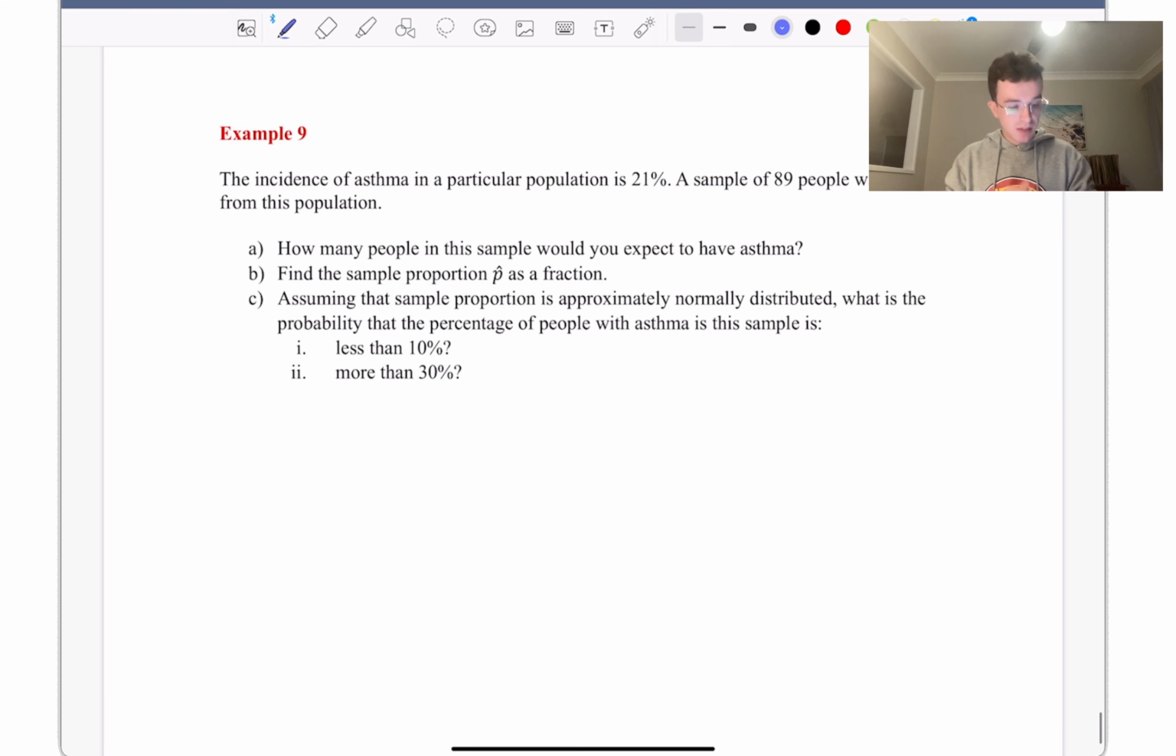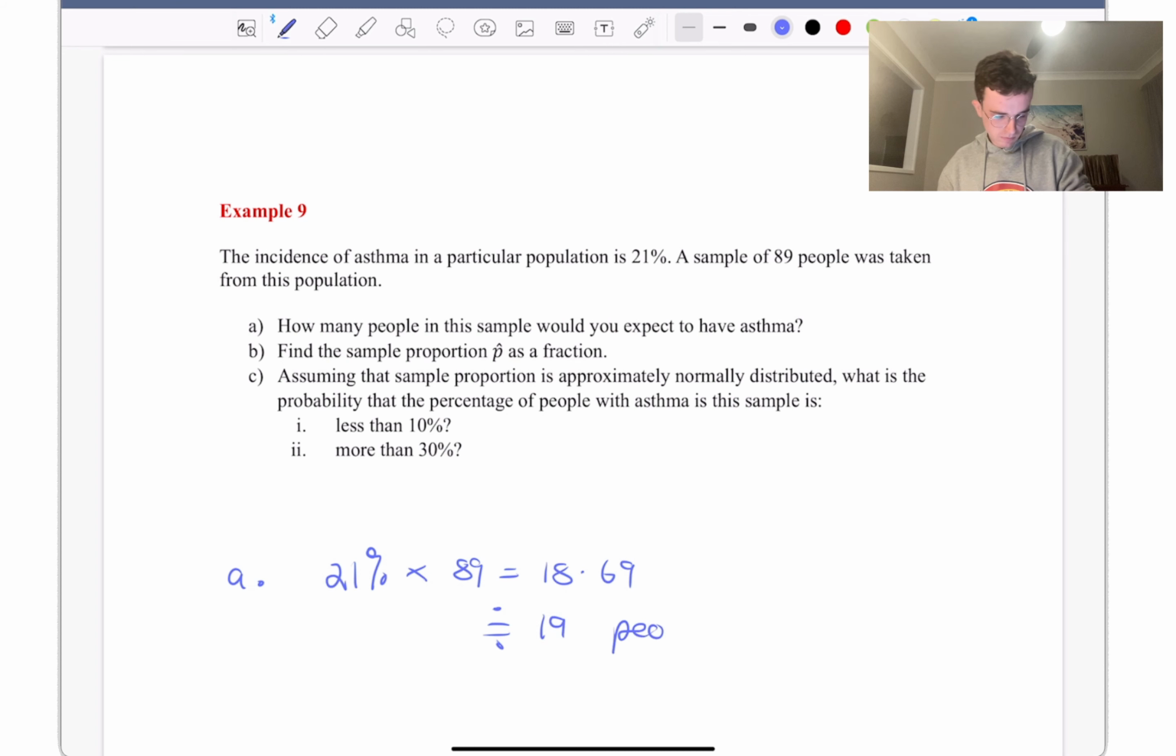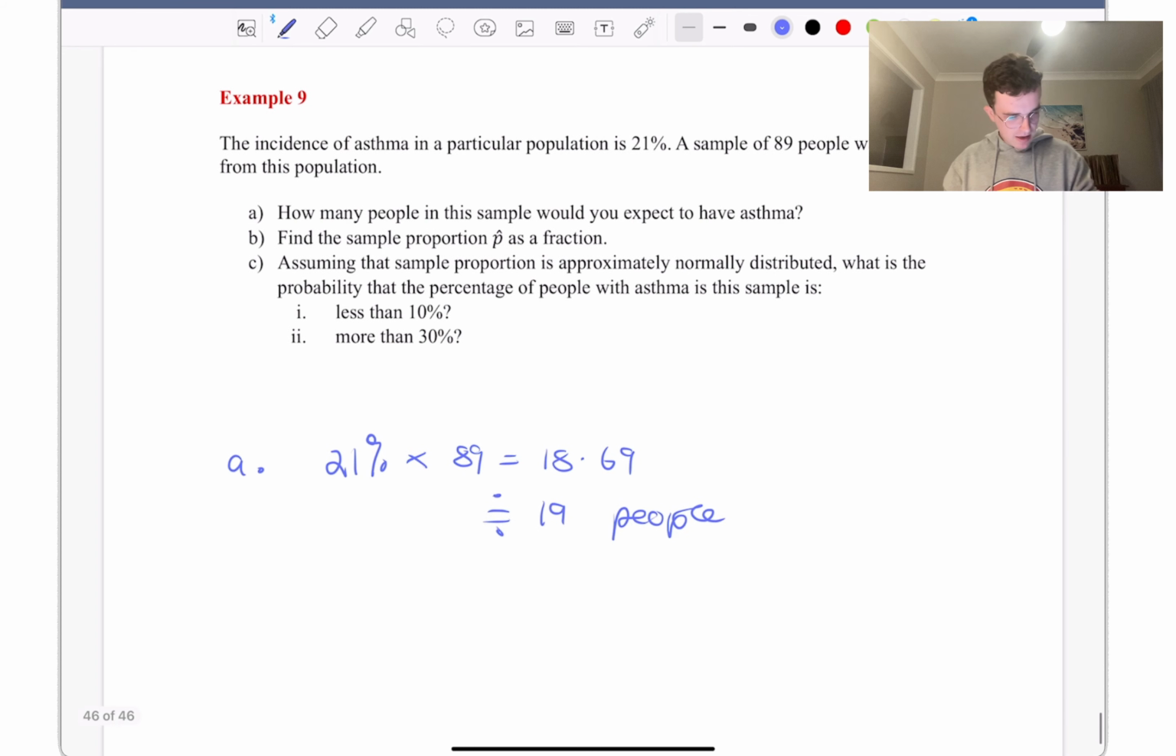So last example for this video, the incidence of asthma in a particular population is 21%. A sample of 89 people was taken. Part A, how many people in this sample would you expect to have asthma? Nice and easy, 21% times 89 is 18.69, so approximately 19 people. Part B, find this sample proportion as a fraction, 19 on 89, nice and easy.